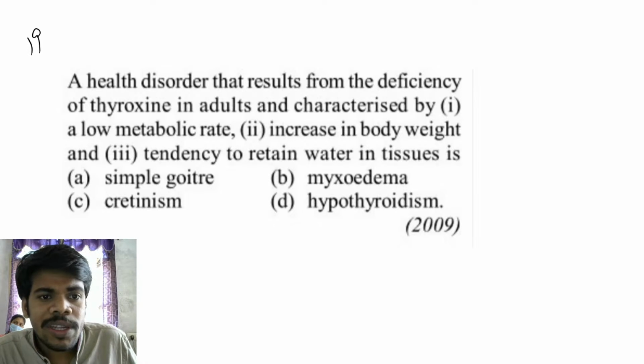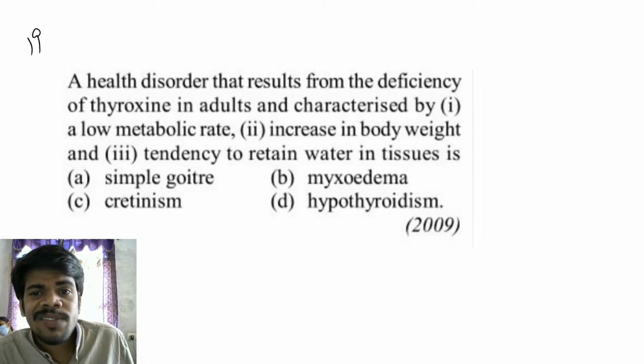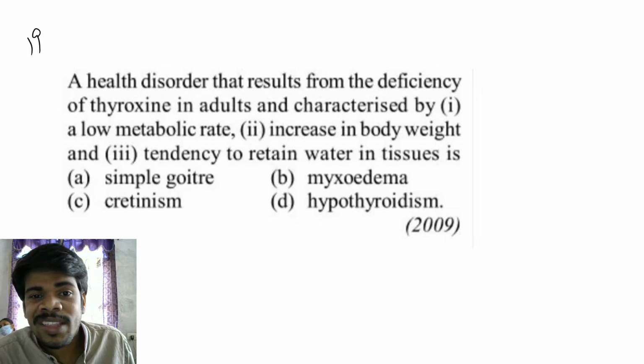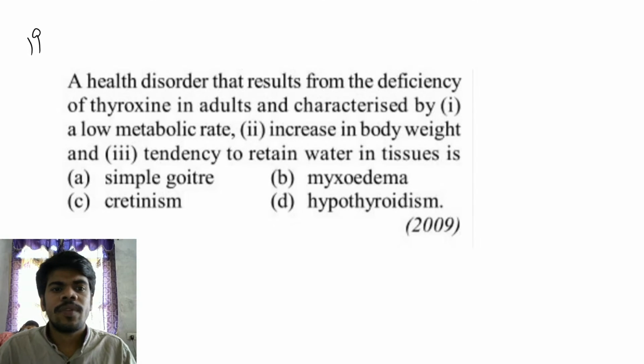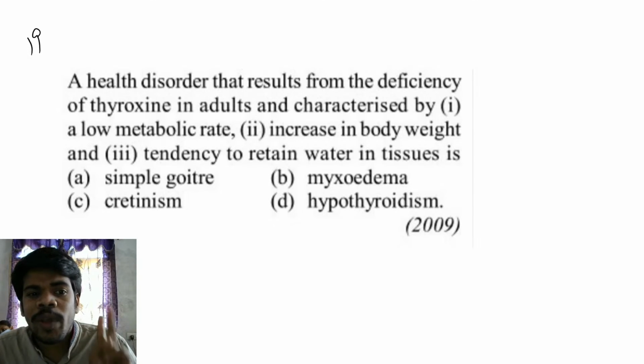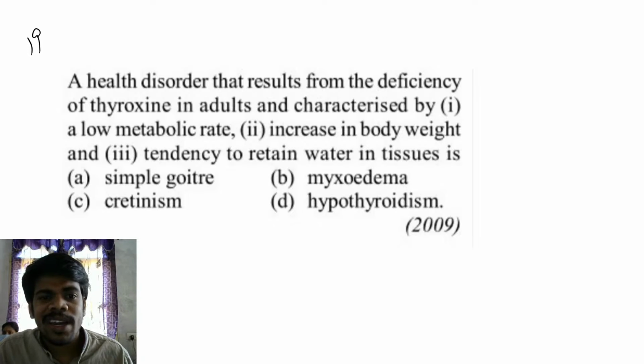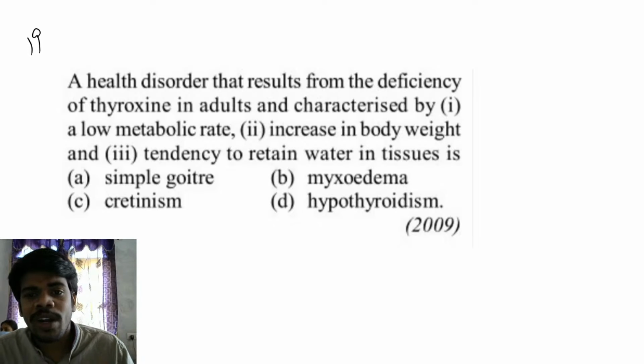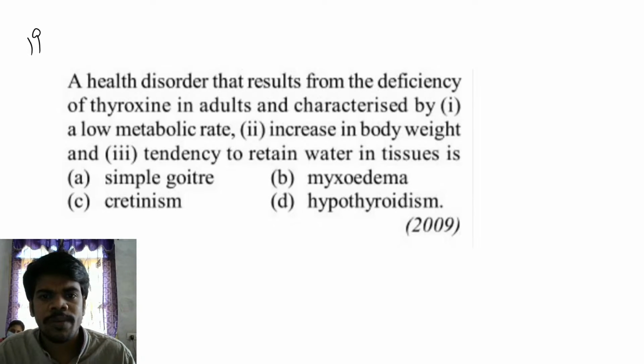Next, 19th question. A health disorder that results from the deficiency of thyroxine in adults and is characterized by a low metabolic rate, that is the first one. Increase in body weight, that is the second one. And tendency to retain water in the tissues, that is the third one. Okay, which disorder is it? 19th question.